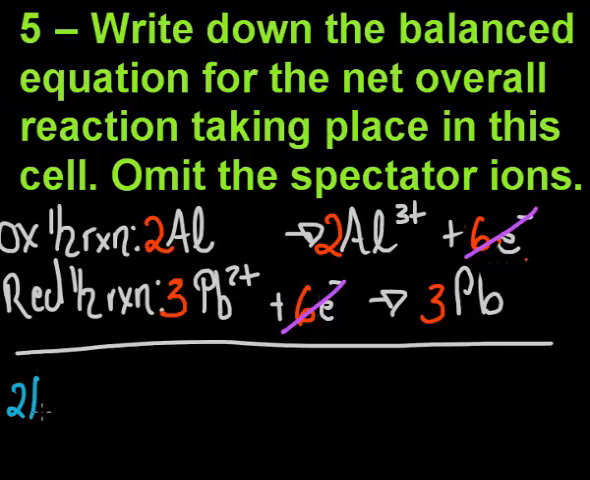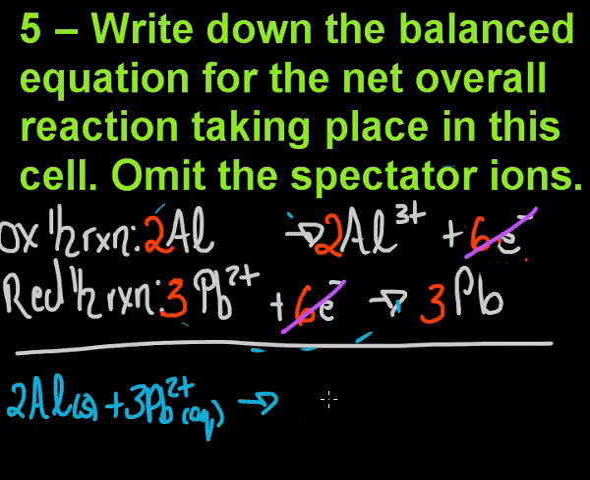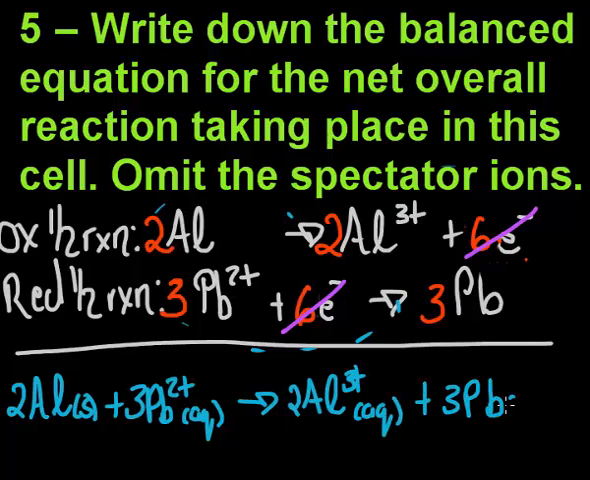2 aluminiums in the solid phase. Now we're going to add up everything, remember, on the left hand side and the right hand side of the arrows, plus 3 lead ions, that's going to be in the aqueous phase, and they're going to end up forming 2 aluminium ions in the aqueous phase, plus 3 lead atoms in the solid phase. So the final answer is thus only this overall reaction, not these 2 oxidation reduction half reactions, but you'll need to do them for yourself in order to go and see what will be this overall balanced net reaction.